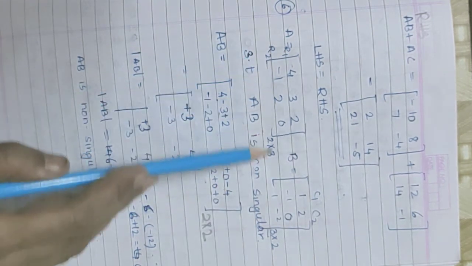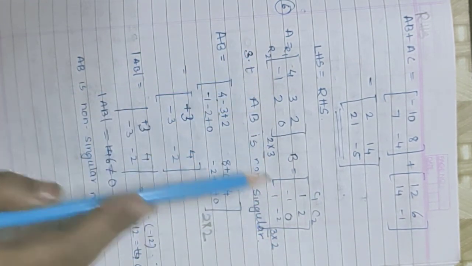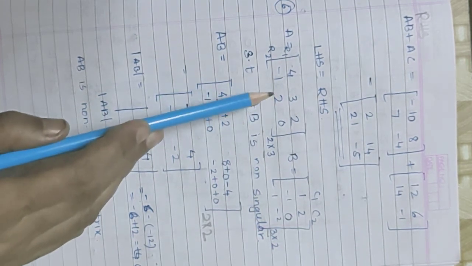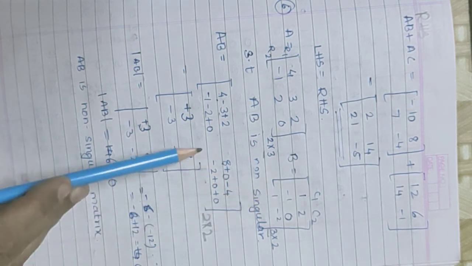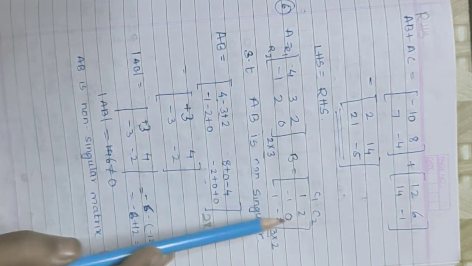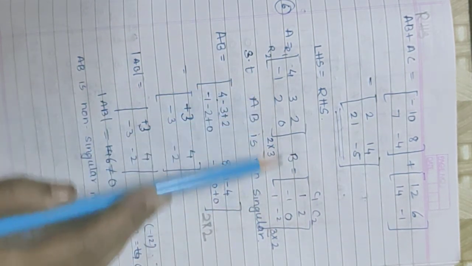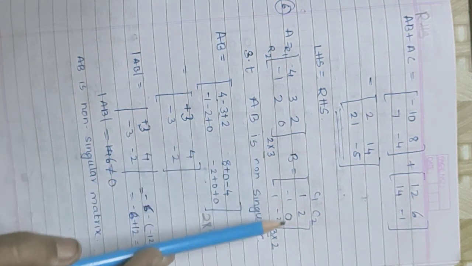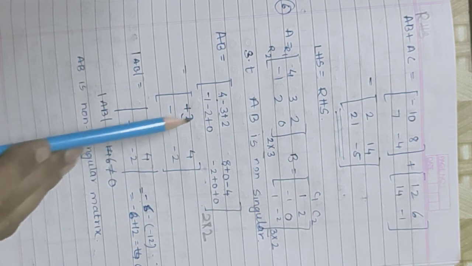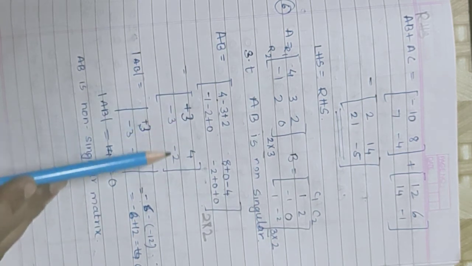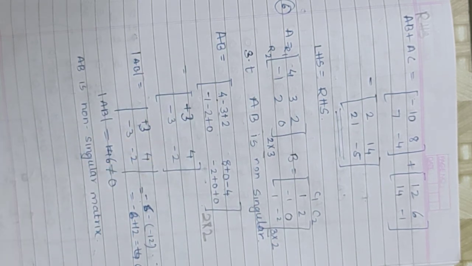Next, R2 with C1 and C2. Minus 1 into minus 1 is 1. 2 into minus 1 is minus 2. 0 into 1 is 0. Then minus 1 into 2, minus 2. 2 into 0, 0. And 0 into minus 2 is 0. So our resulting matrix is 3, 4, minus 3, minus 2.